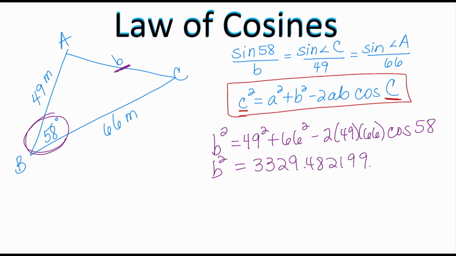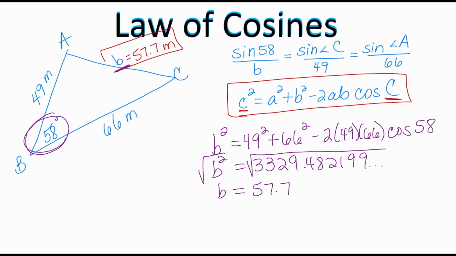And then, of course, remember that we have to take the square root of both sides in order for us to figure out the actual answer. So when I take the square root of both sides right here, I'm going to get the answer is approximately 57.7. So that means that the missing side length is going to be 57.7 meters. So that's the missing side length.